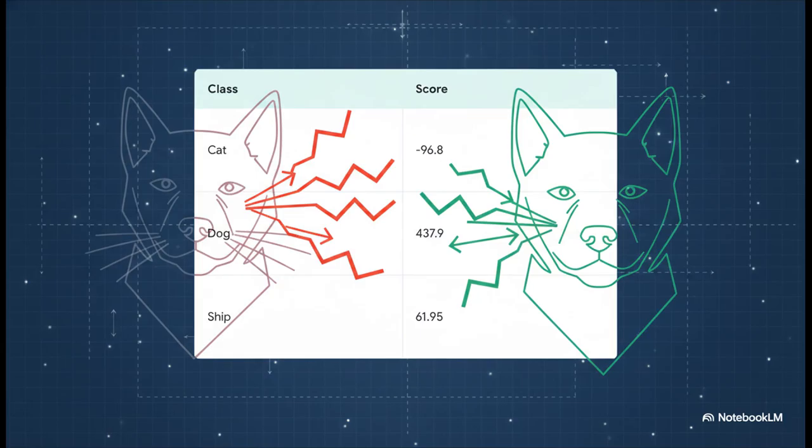Now, what's really interesting is what happens when the computer is just starting out and its templates or weights are completely wrong. Look at these scores. We fed the system a flattened vector of a cat image, but based on its current poorly tuned weights, it outputs a score for cat of -96.8, while giving the dog category a massive score of 437.9. The algorithm's vector math is completely convinced it's looking at a dog. The system is failing, and obviously it needs a way to know that it's failing.